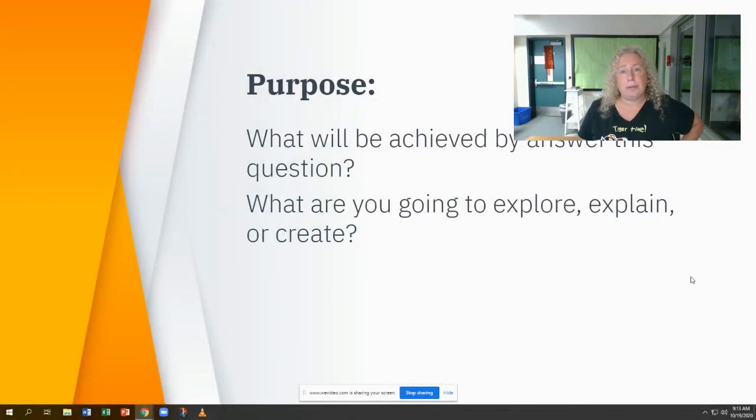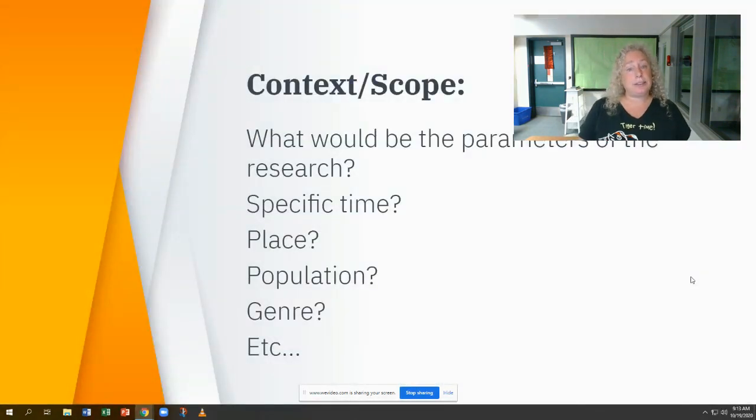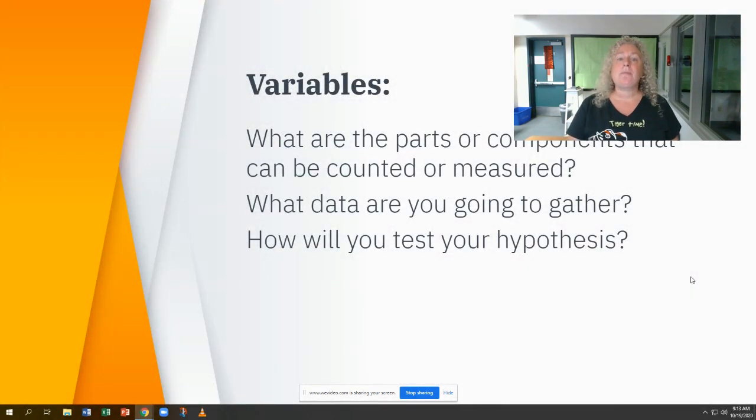What will be achieved by answering this question? What are you going to actually explore or explain or create that's new? Context and scope. What would be the parameters of the research? In other words, are you looking at a specific time, a specific place, a specific population, a specific genre? This is where we have to start narrowing that down. You want to make everything about what you're researching as specific as you can. Okay? We're going to look at some examples.